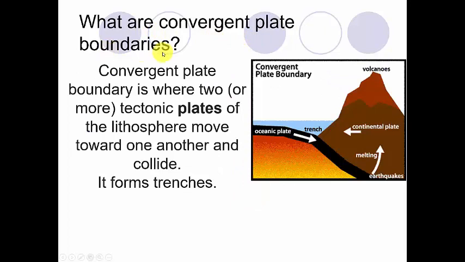So what are convergent plate boundaries? Convergent plate boundaries are where two or more tectonic plates of the lithosphere, that's the part of the mantle that the plates are on, move toward one another and collide. It forms trenches. So here's a continental plate and an oceanic plate, and it goes down, forms trenches, and can form volcanoes here. And volcanoes are where lava or magma comes out.